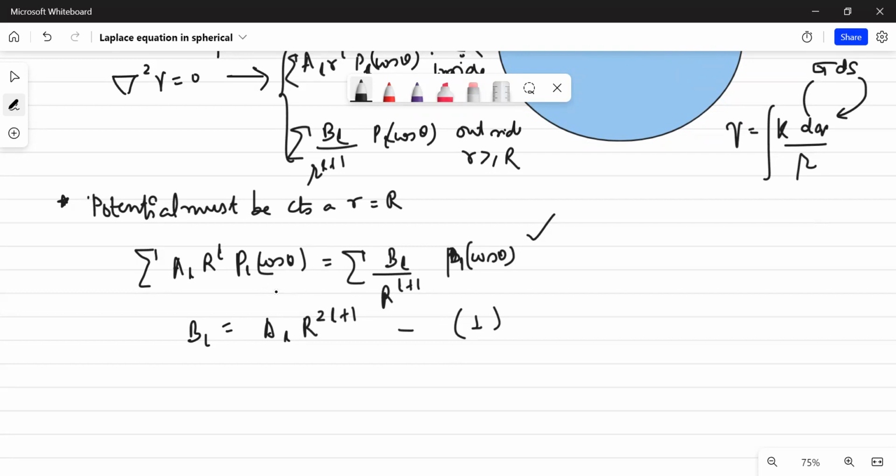But fine, I know that my P_L forms a complete set, and if it forms a complete set, I can expand on both sides and compare, so I can do that also. That is equally good. So B_L is equal to A_L R raised to power 2L plus 1. Is that clear? Okay. So this condition is valid for all the regions where the Laplace equation is satisfied, right? Right. Okay, sir. See, understand my point.